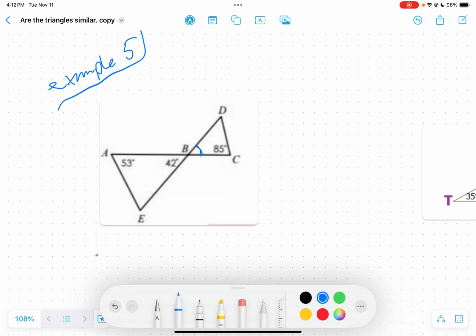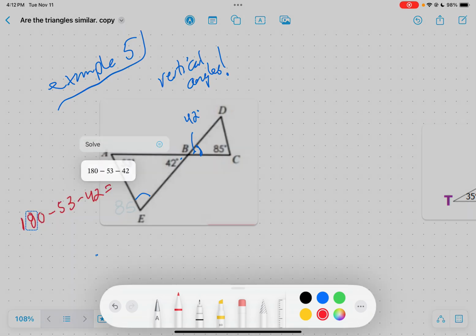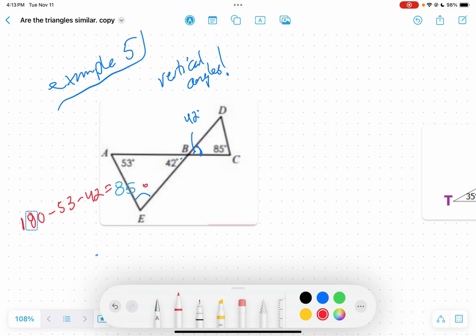So I'm going to start by noticing that that's 42 because I have vertical angles. So let's always make sure we notice vertical angles. And so now I just need to solve for the missing angles to see if they match up. So I can see they have one pair of angles matching. Let's check the other one. So I'll do 180 minus 53 minus 42. And let's see if that gets me 85. It does. So I don't even need to find the other angle. I can just say they have two congruent angles. So they are similar.